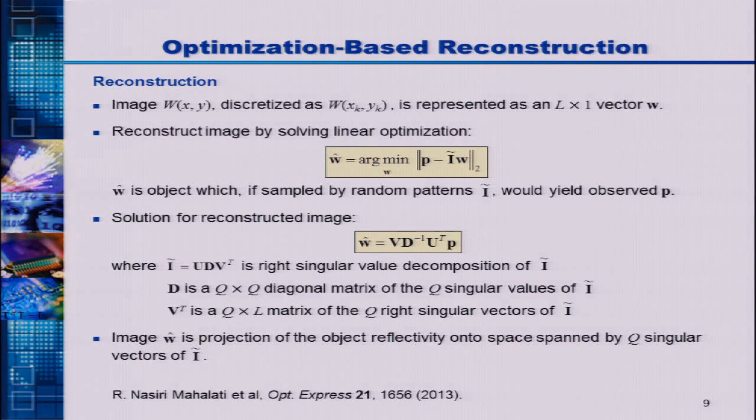And what that quantity is, if you take a candidate image W and sample it with the intensity patterns, the reconstructed image is chosen so that you get back as closely as possible the reflected power values that you observe. Now, because this problem is not over-constrained, you're able to find a W that gives you exactly what you observed. And you can solve this optimization problem using simple linear optimization by singular value decomposition. This is a known way to solve this problem.